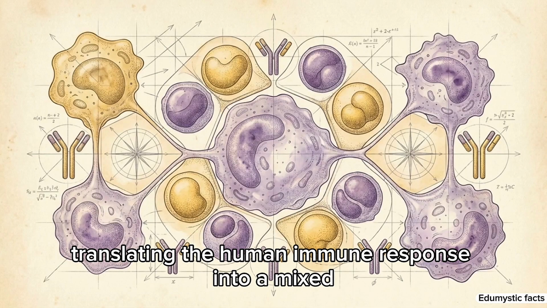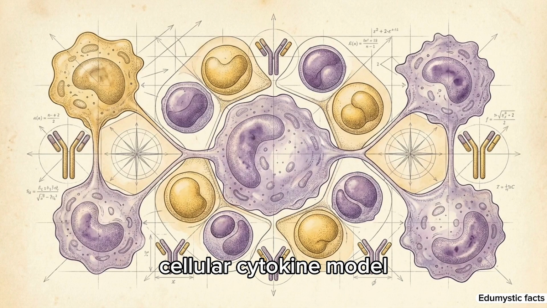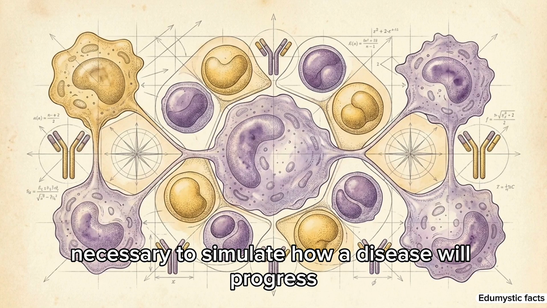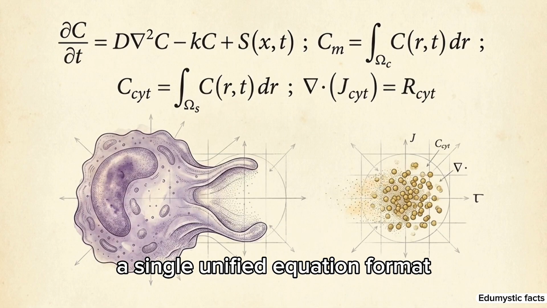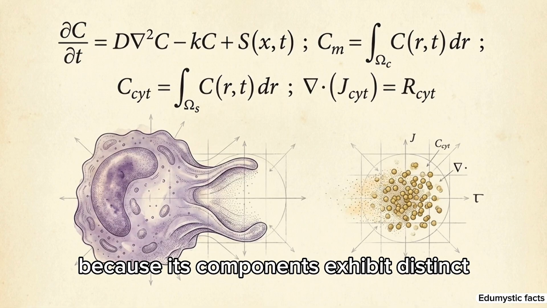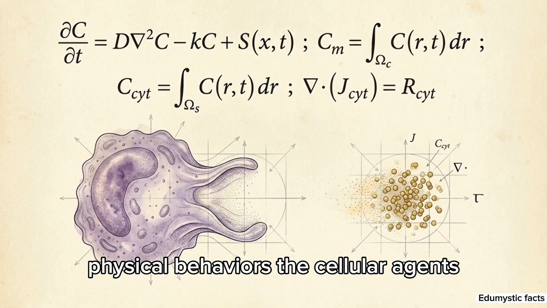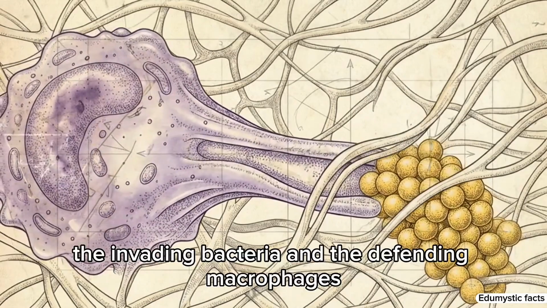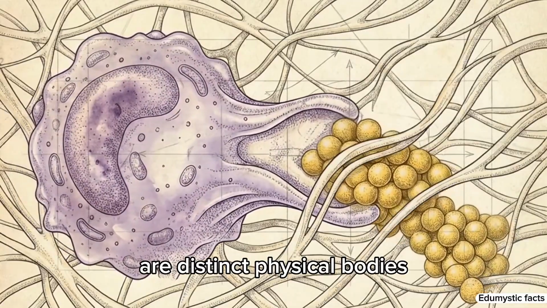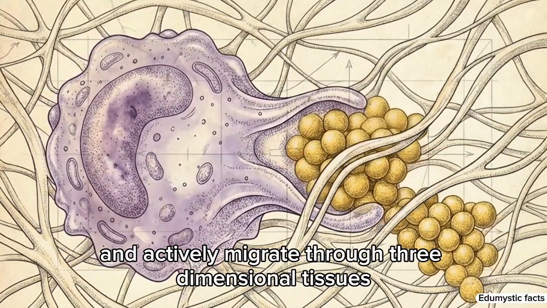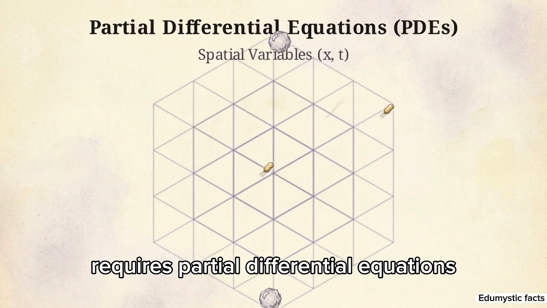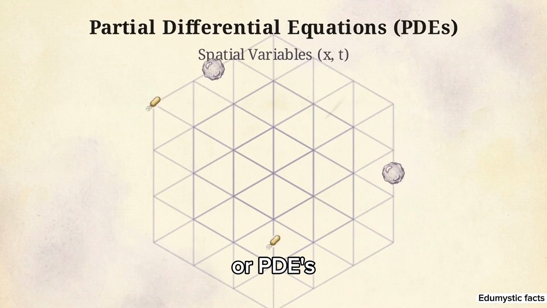Translating the human immune response into a mixed cellular cytokine model provides the structural framework necessary to simulate how a disease will progress. A single unified equation format cannot capture the immune system because its components exhibit distinct physical behaviors. The cellular agents, the invading bacteria and the defending macrophages, are distinct physical bodies. They occupy volume and actively migrate through three-dimensional tissue, and spatial diffusion over time requires partial differential equations, or PDEs.